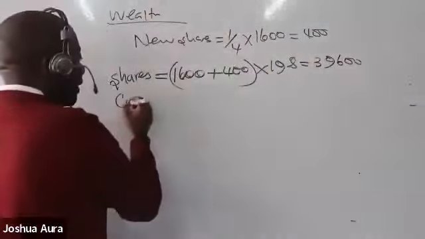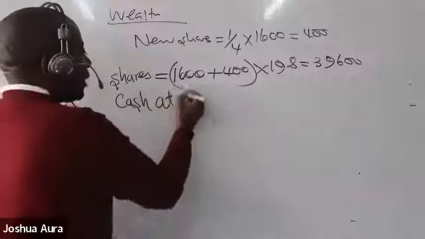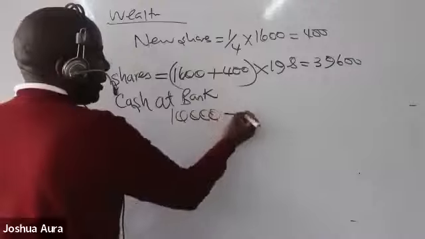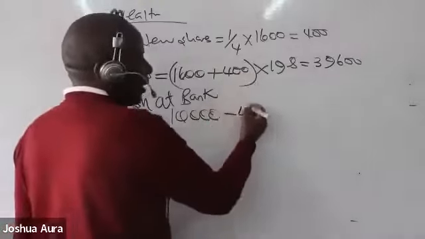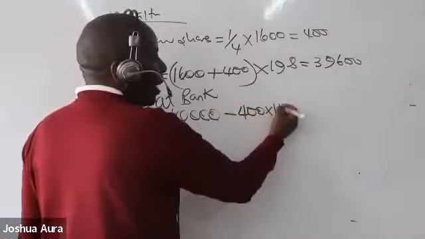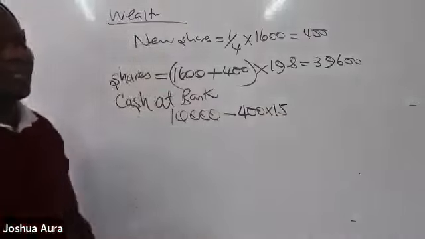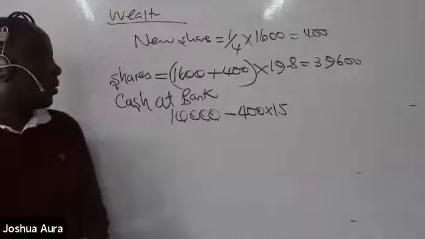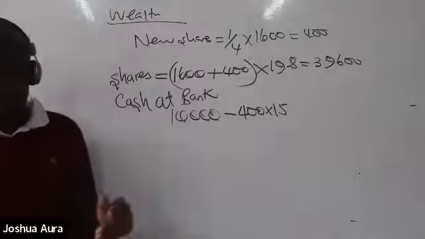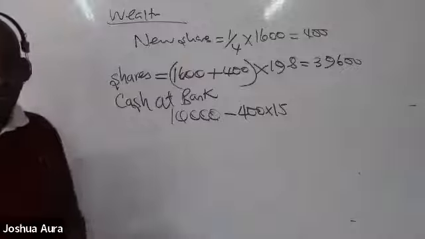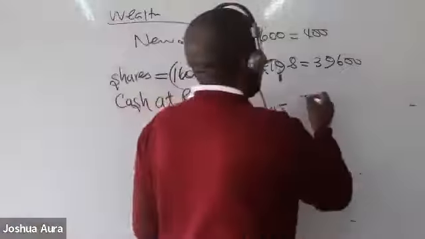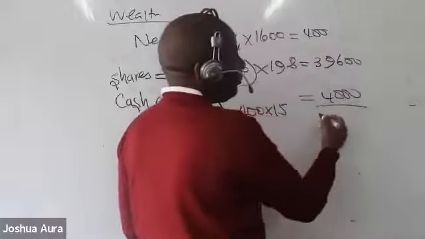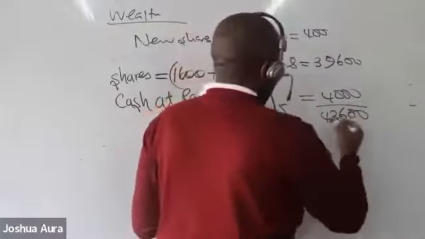From there, we give him cash at bank, isn't it? So cash at bank, he began with 10,000, but remember, he has bought 400 shares, and each share cost him 15. So cash at bank in this particular case will be 4,000. So if you add, how much are you getting here? 43,600. Thank you very much.